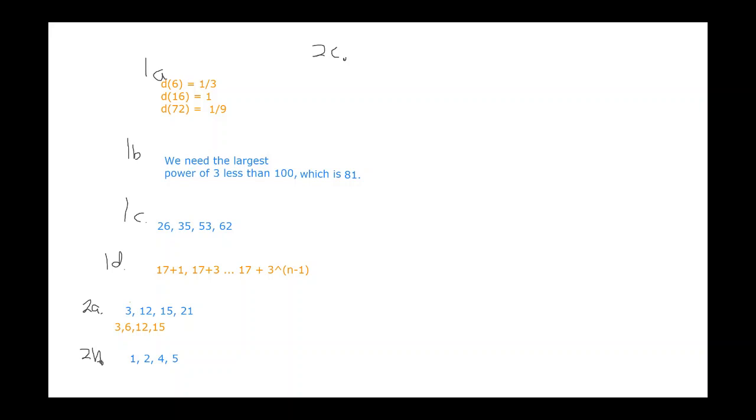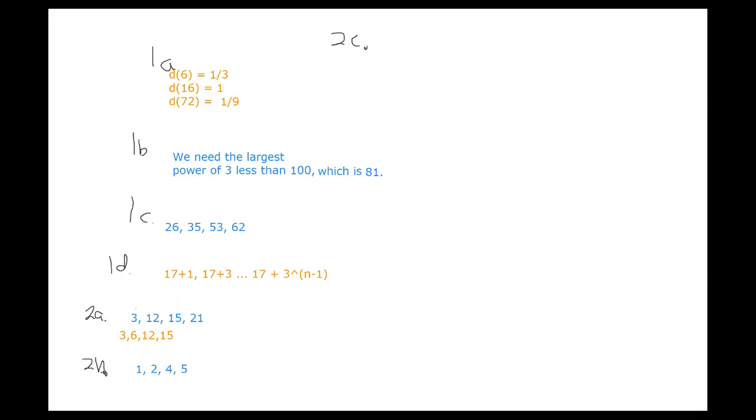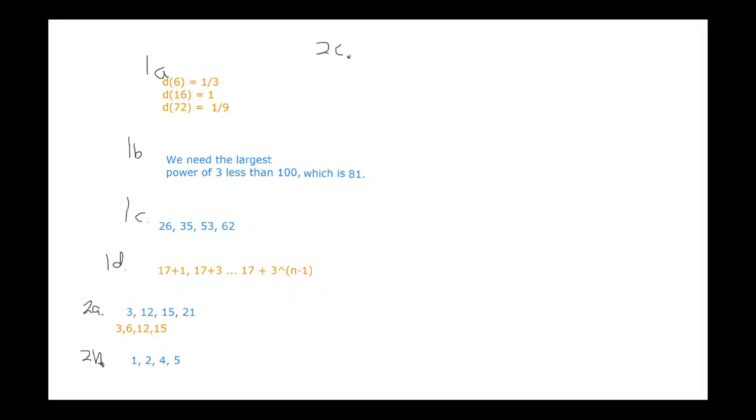1, 2, 4, 5, correct. Those are in the neighborhood of 1. And 2C, the 10 smallest positive integers whose neighborhood. Yes, you can use something that is proved in previous problems. Yes, correct. Thank you.